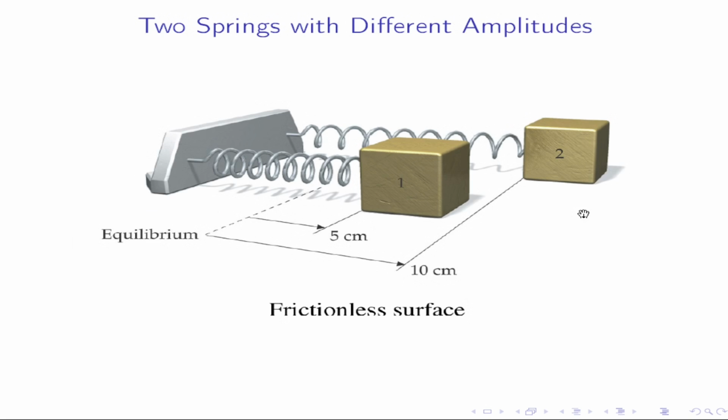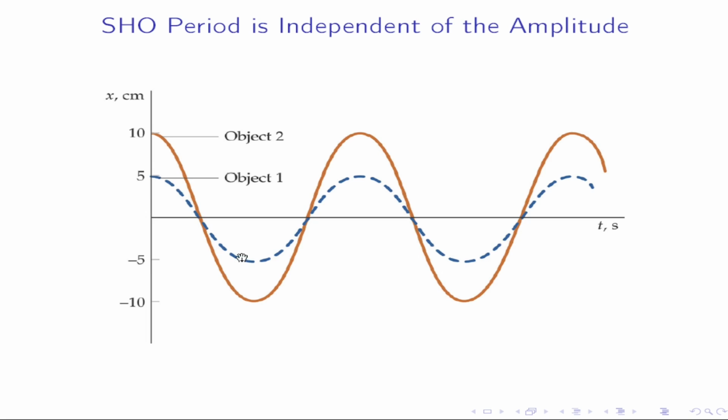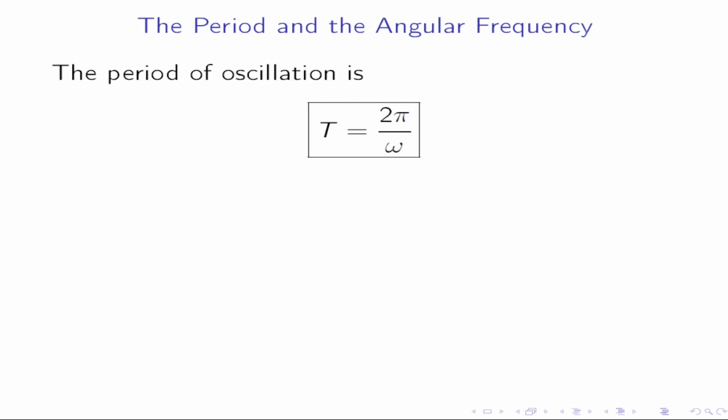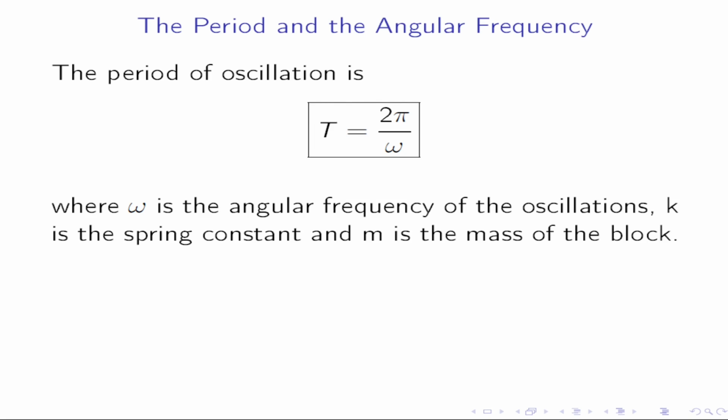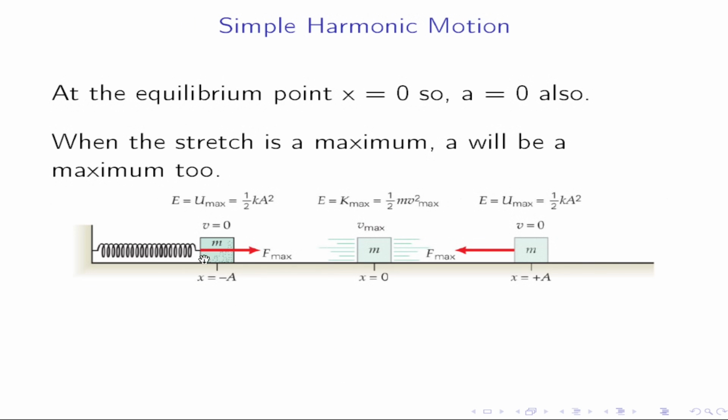If we have two masses with two springs, each having an extension of 5 cm and 10 cm respectively, then we can see that even though the amplitude is different, its frequency or time period is the same. That means two objects having different amplitude can have the same frequency or period. The period of oscillation is T equal to 2 pi by omega, where omega is the angular frequency of oscillation. If k is the spring constant and m is the mass of the block, then omega is square root of k by m.